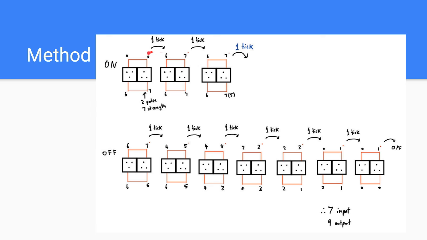So the output, as indicated with a red dot here, stays on, and this starts in the second tick. So if you count every tick after the second tick, let's see, 1, 2, 3, 4, 5, 6, 7, 8, 9. Therefore we have a pulse length of 9 as an output.